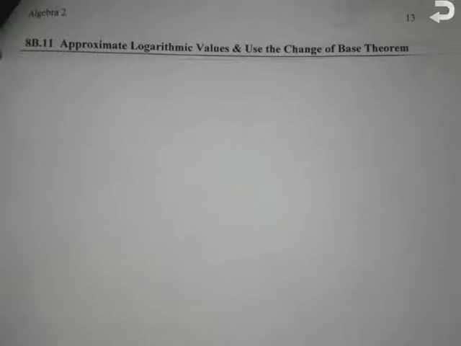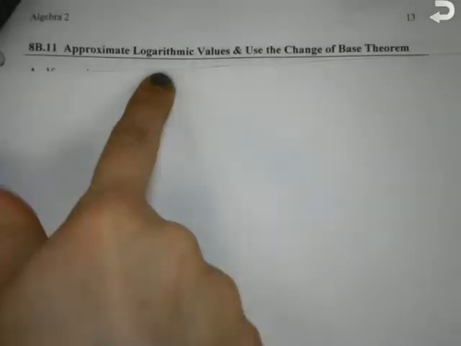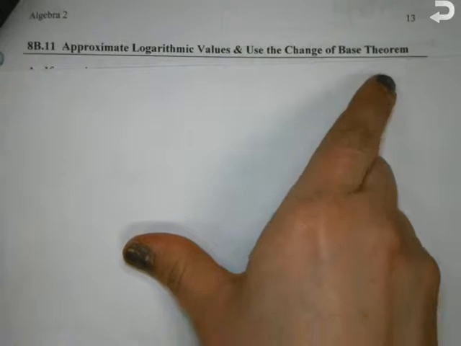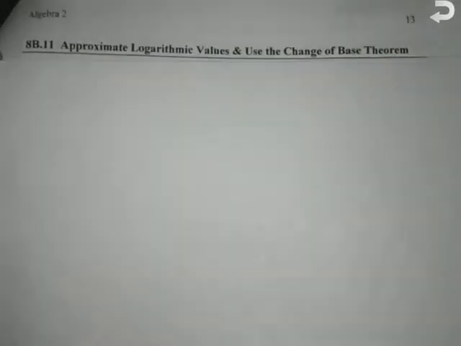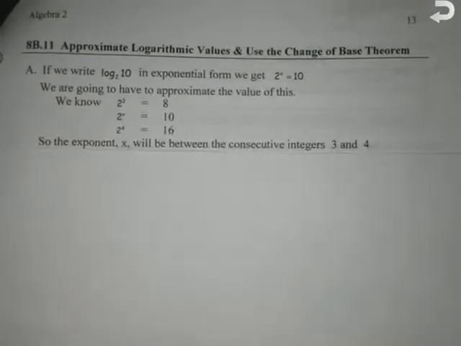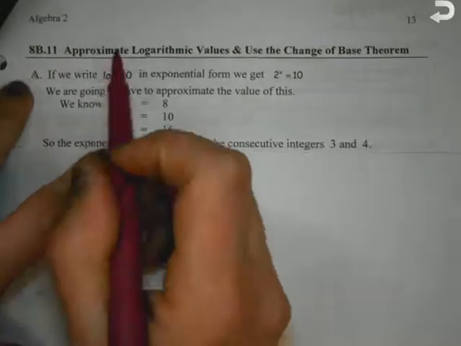So what we're doing today is something totally different than what we've done before. We're going to be approximating logs, which means not all of the logs are always going to work out like they have been so far. And then we're also introducing a new theorem called the change of base theorem, so we're going to be able to change the bases of our logs to whatever base we want.